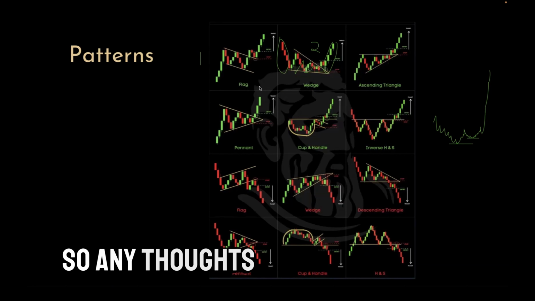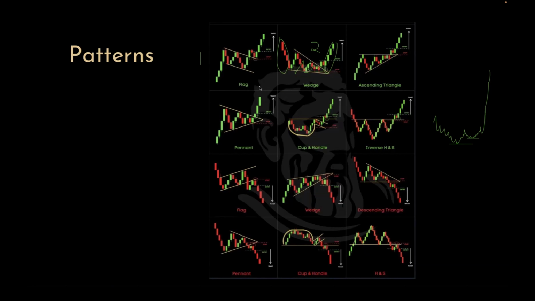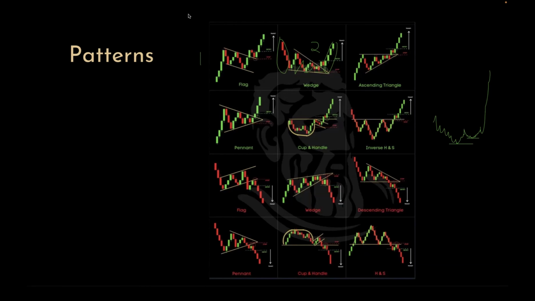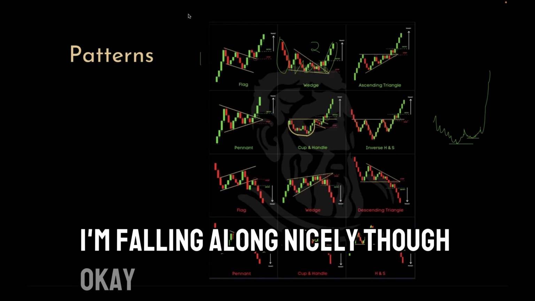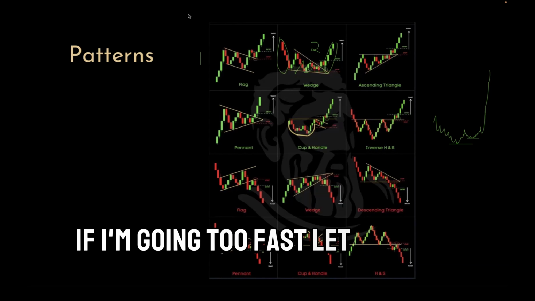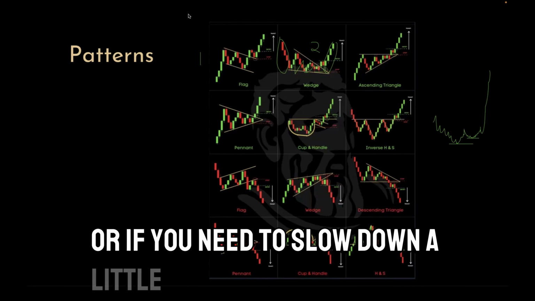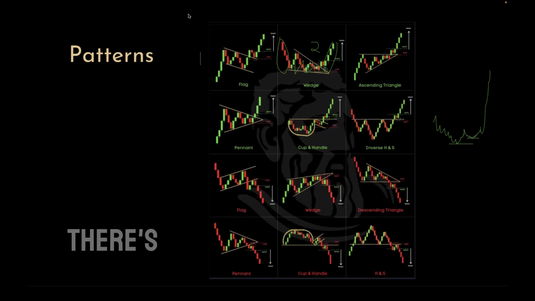So any thoughts on those three? Questions or thoughts? Any additions? No, I'm good here. I'm following along nicely though. Okay. If I'm going too fast, let me know, please, or if you need me to slow down a little bit. If you have questions, seriously, there's literally like 8 of us here, guys. It's not a big deal. Ask questions.